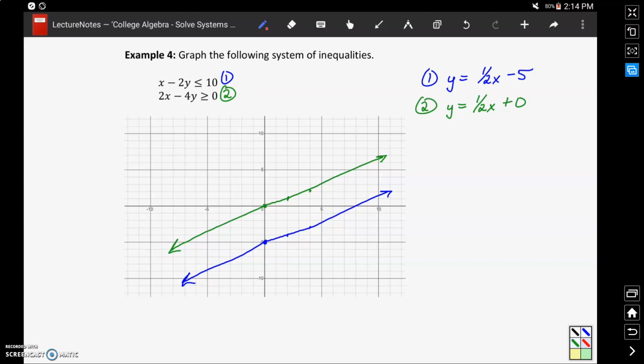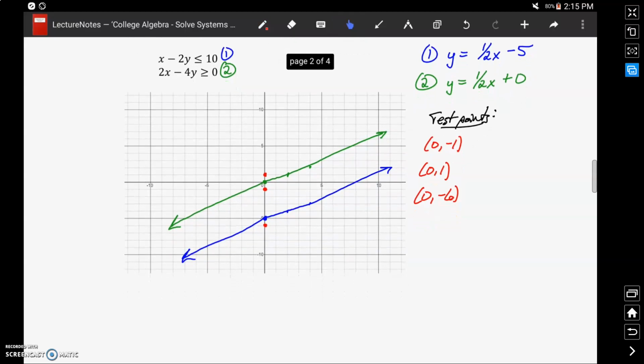In cases like this, we only have 3 regions to consider, whereas in the previous cases we had 4. So we can consider test points of (0, -1), (0, 1), and (0, -6). So in the event where we have parallel lines, we only have 3 regions to consider. And in this case, the coordinate pair that will make both inequality statements true is (0, -1).